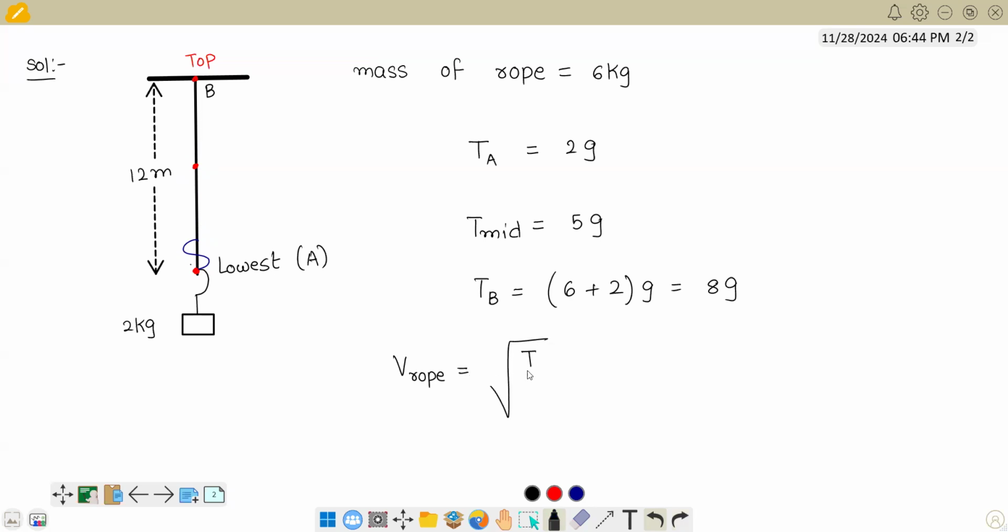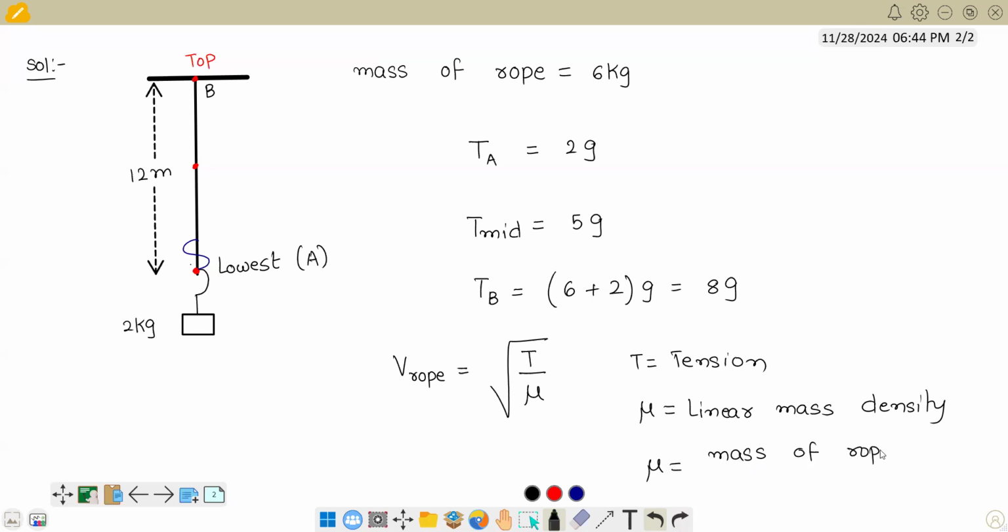is root T by mu. T is the tension at that location and mu is linear mass density. It also means mass per unit length. In simple terms, the mass of the rope divided by the length of the rope.